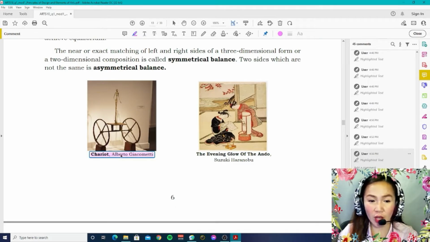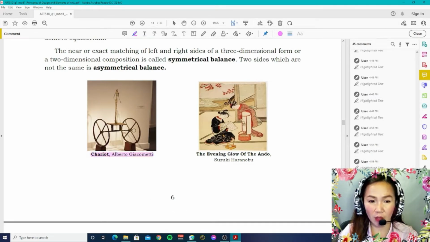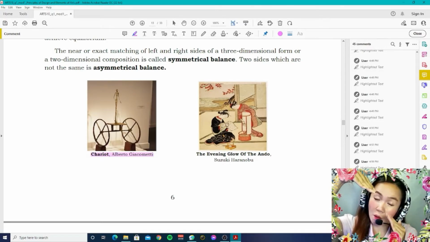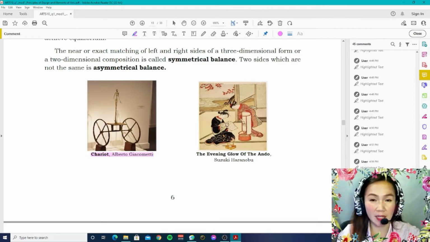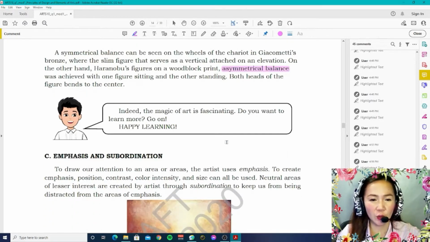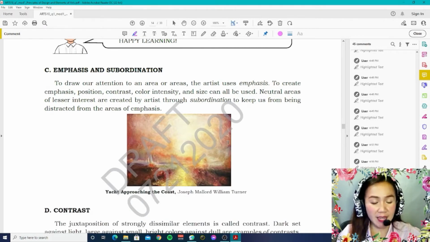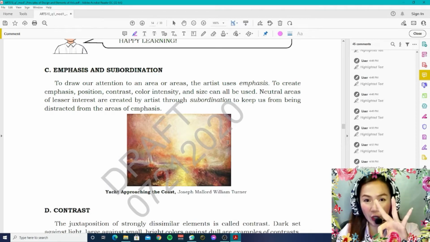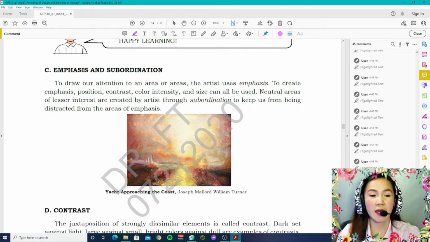Ito sa chariot, ano yung nasa gitna? Yung taong elongated. Ito yung kay Suzuki Harunobu, yung head ng dalawang babae ay patungo pa rin sa center. Okay. So that is symmetrical balance and asymmetrical balance. Okay. So, indeed, the magic of art is fascinating. Diba? Do you want to learn more? Let's go on. Okay. Now, let's have the third principle of design.